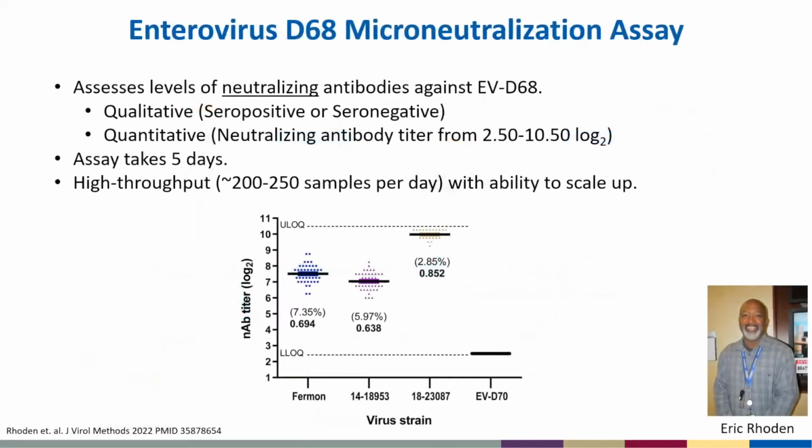All right, so I touched a little bit on the microneutralization assay, and for those of you that have been doing polio work, you know that the neutralization antibodies are the gold standard for polio, to detect immunity against polio. And Eric Roden has driven the work on creating a D68 neutralizing antibody assay.